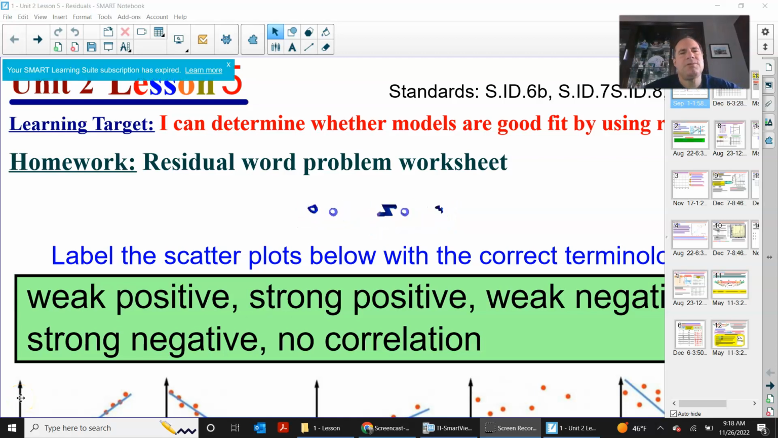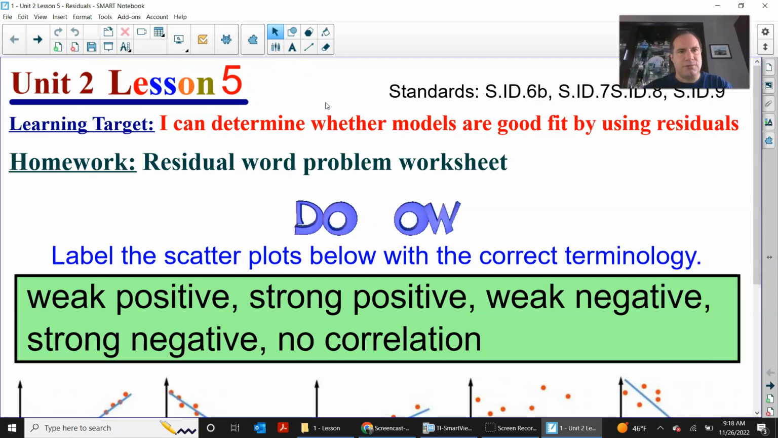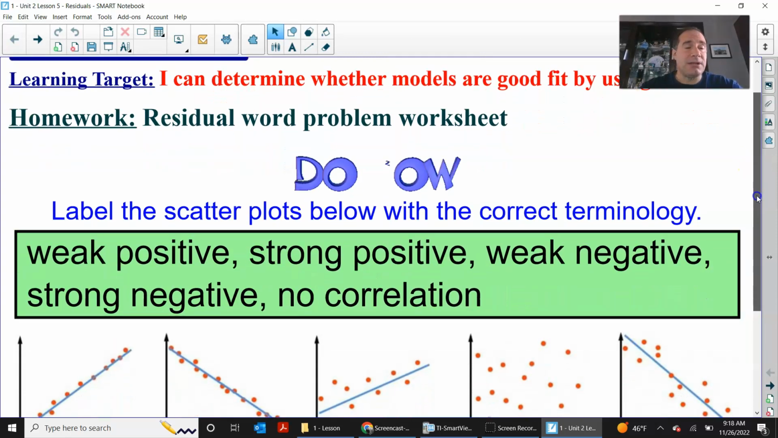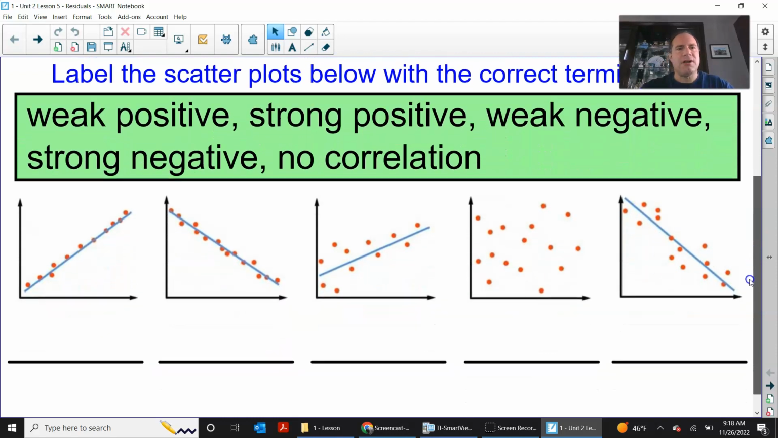Hello everyone. Today we are going to be talking about whether models are a good fit by using residuals. So like that, when you draw that trend line, you could see if that's going to be a good fit by drawing that trend line and then comparing the actual Y to the predicted Y. And we'll get into that right after this do now.